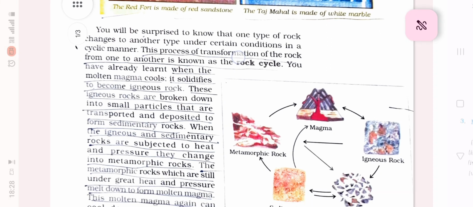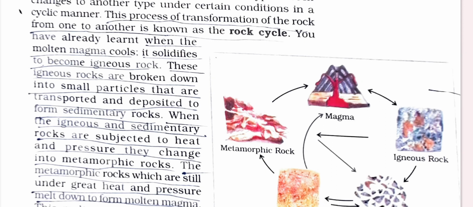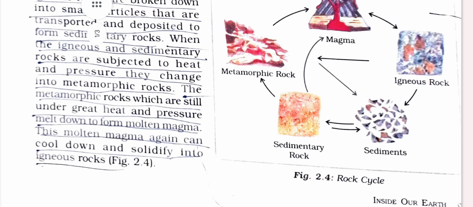When the igneous and sedimentary rocks are subjected to heat and pressure, they change into metamorphic rocks. So under very high pressure and very high temperature, the igneous rocks and the sedimentary rocks are converted to metamorphic rocks. The metamorphic rocks, if still under great heat and pressure, melt down and form molten magma.